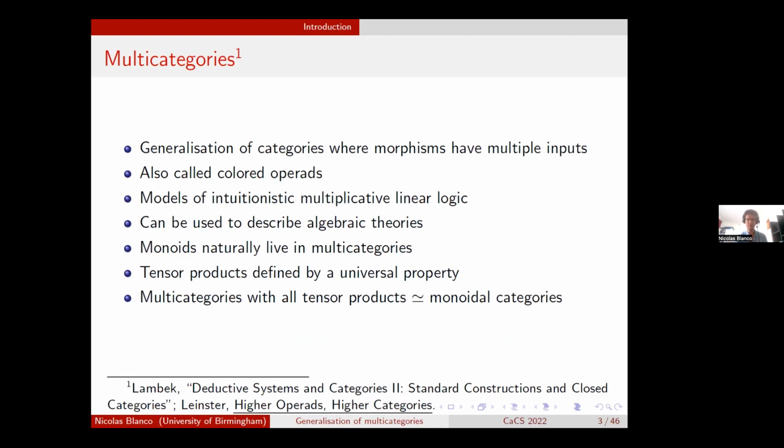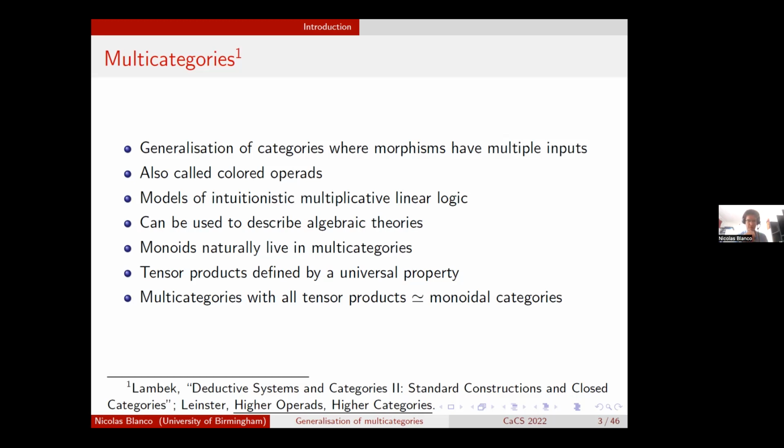You can also think of colored operads. If you know operads, multi-categories are just colored or multi-sorted operads. Well, for me, an operad is set-based, so it's not topological. They give models of intuitionistic multiplicative linear logic and can also be used to describe algebraic theories, like generalizing the notion of Lawvere theories. And also they're nice to study monoids. So monoids live naturally internal to any multi-category, which generalizes the notion of monoid internal to a monoidal category. And when I say they live naturally there, what I mean is that they are global elements in some sense for multi-categories. So it's a nice setting to look at monoids.